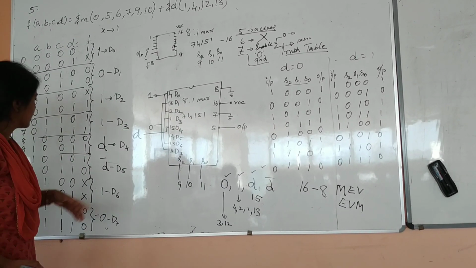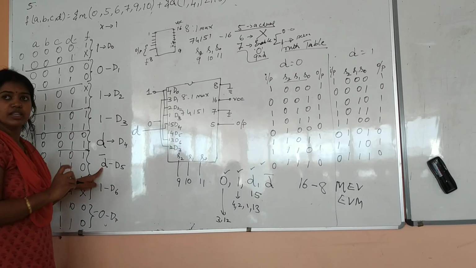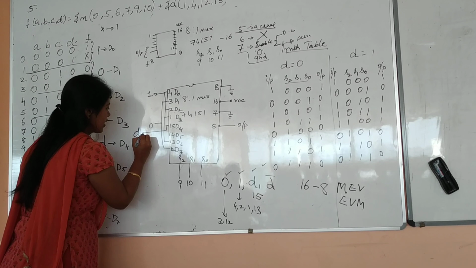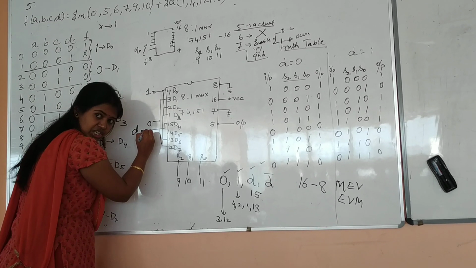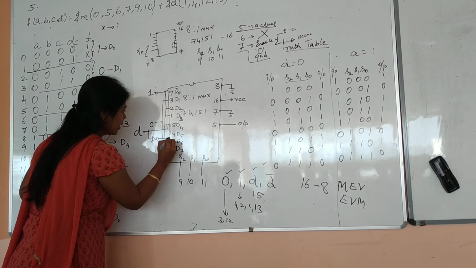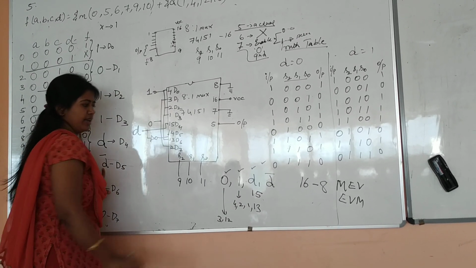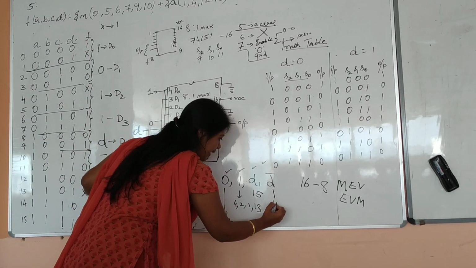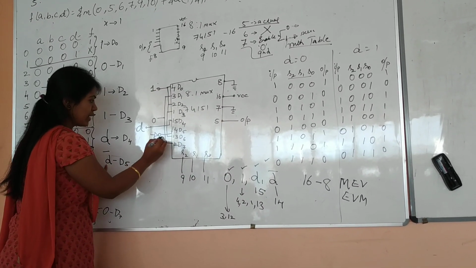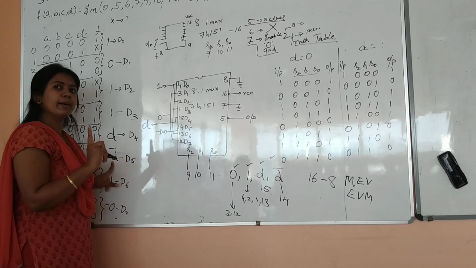Next we have D bar at D5. D bar doesn't exist. How do you get D bar? By using the NOT gate. Let me take one connection from D, pass it through the NOT gate, and give this output to D5. Here I am giving D5 at pin number 14. As soon as I write any gate, I need to write the pin out diagram.